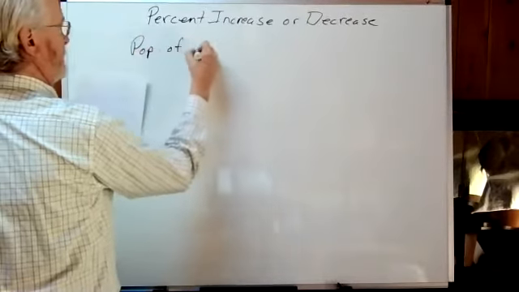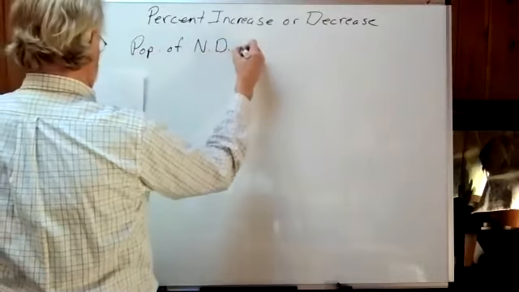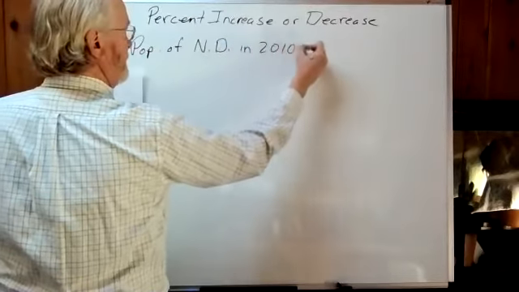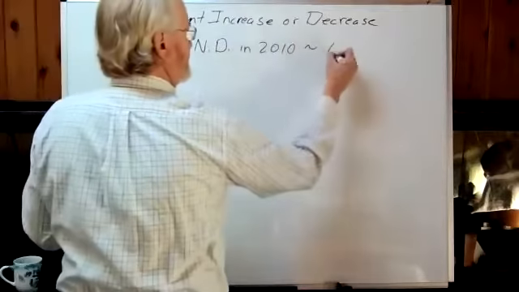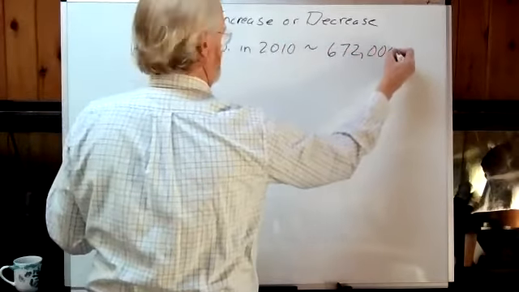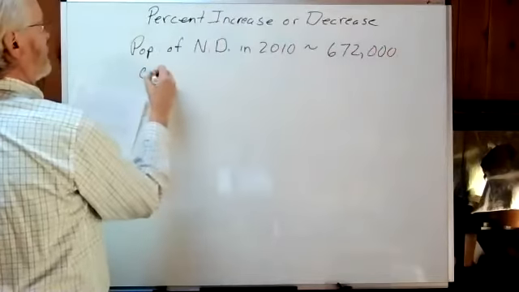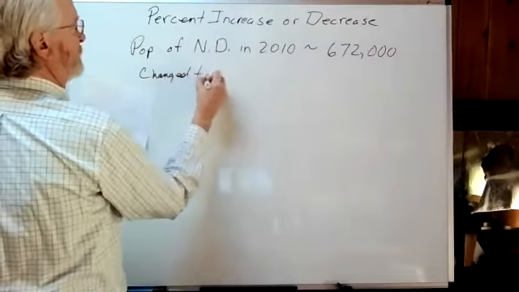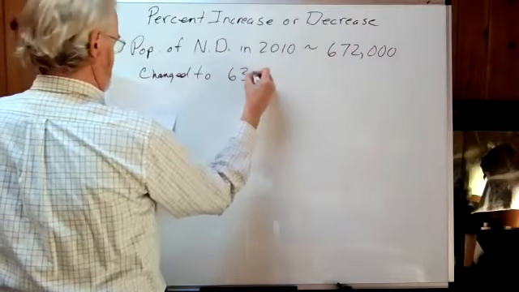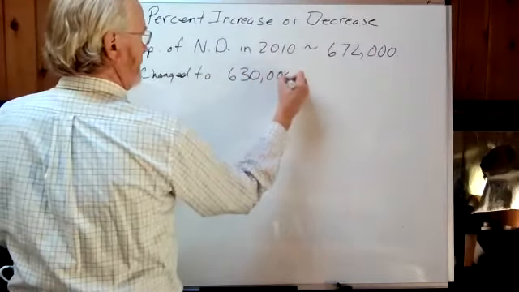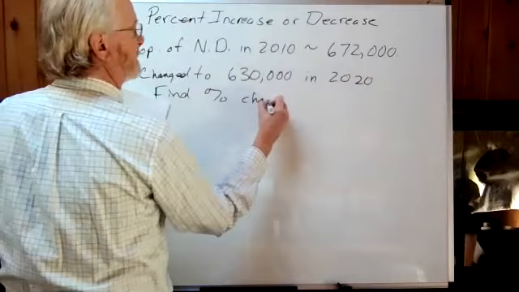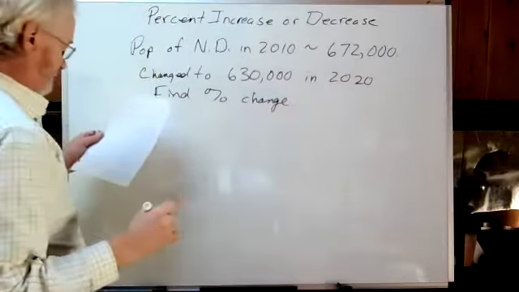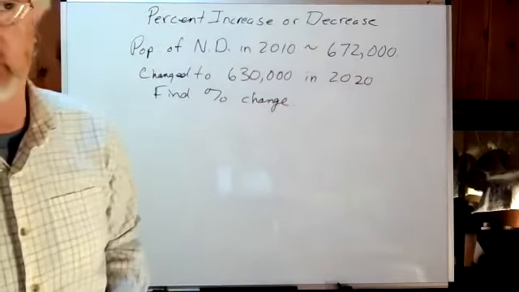Population of North Dakota in 2010 was approximately 672,000. Changed to 630,000 in 2020. Find the percent change. Same question, same problem.